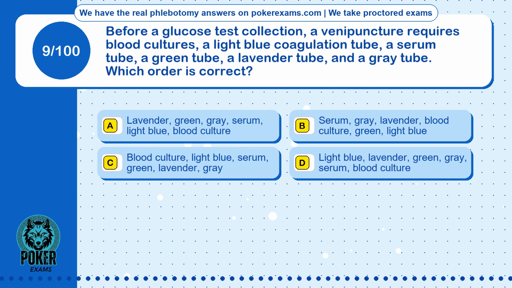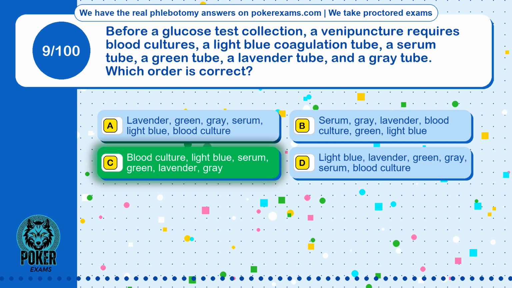Question 9. Before a glucose test collection, a venipuncture requires blood cultures, a light blue coagulation tube, a serum tube, a green tube, a lavender tube, and a gray tube. Which order is correct? Option A, lavender, green, gray, serum, light blue, blood culture. Option B, serum, gray, lavender, blood culture, green, light blue. Option C, blood culture, light blue, serum, green, lavender, gray. Option D, light blue, lavender, green, gray, serum, blood culture.